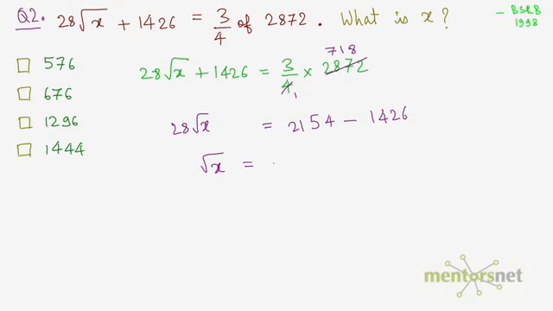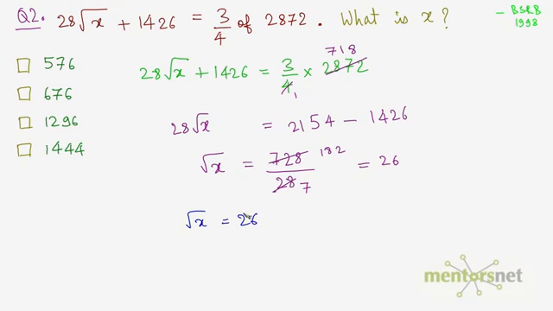You will get 728, and this 28 comes down, so this is divided by 28. So root x is equal to 728 divided by 28. Let us reduce the right hand side again. So you can divide this. Let us divide this by 4. So 4 7s are 28. 4 times 1 is 4. 4 8s are 32. 4 2s are 8. So 182 by 7. And when you divide 182 by 7, you get 26. So therefore you have root x is equal to 26.